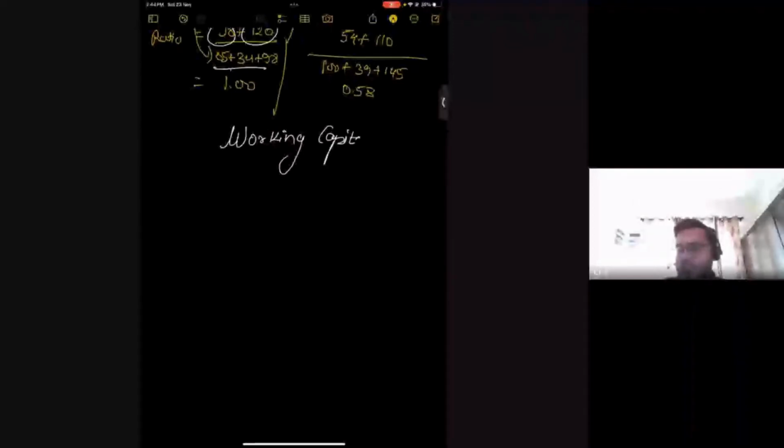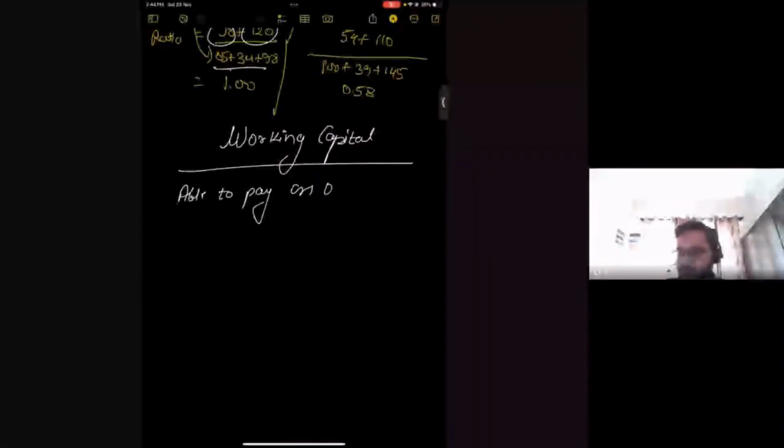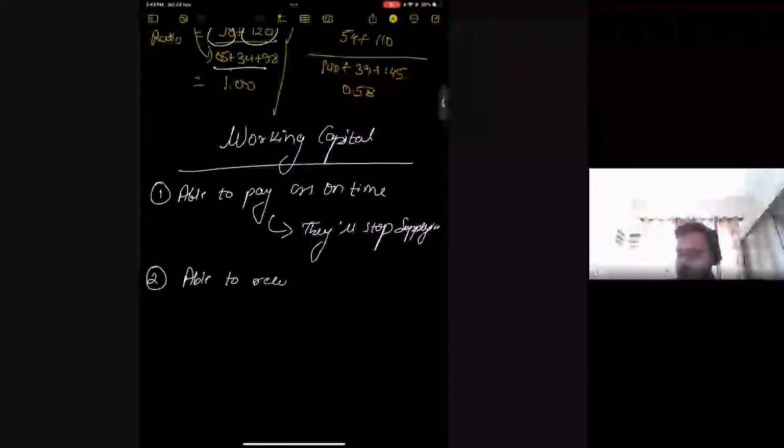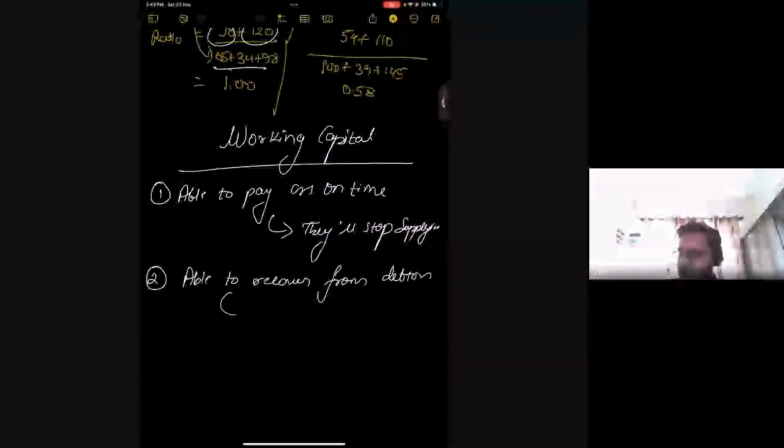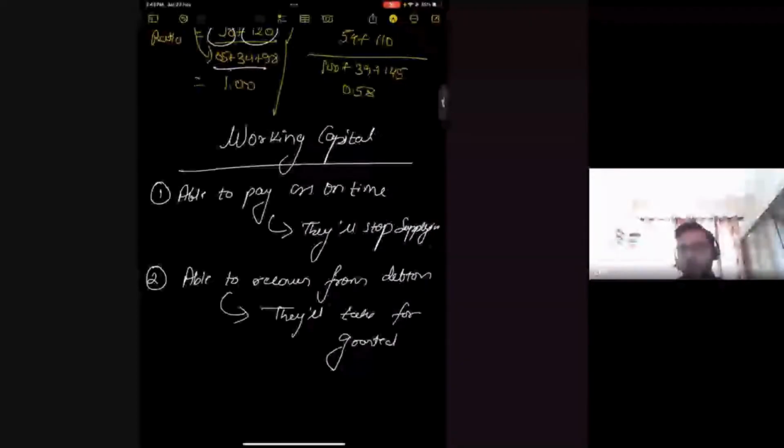Because it's a very important aspect for me to manage. Unless I am able to pay my creditors on time, they won't supply. They'll stop supplying. This is one. Unless I'm able to recover from debtors, they'll take me for granted, and they'll stop making payment on time as well.